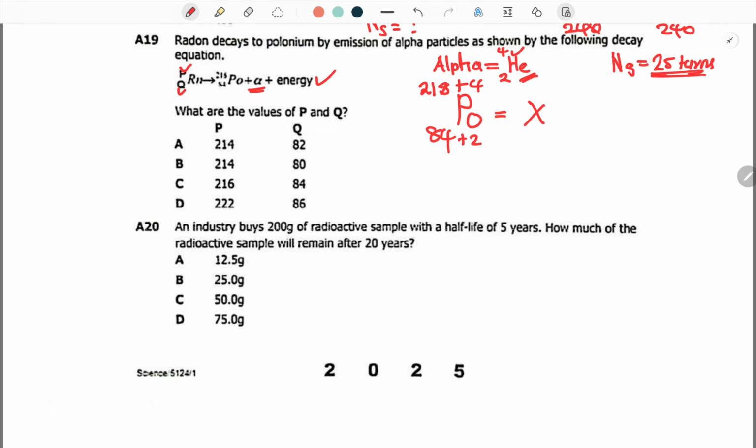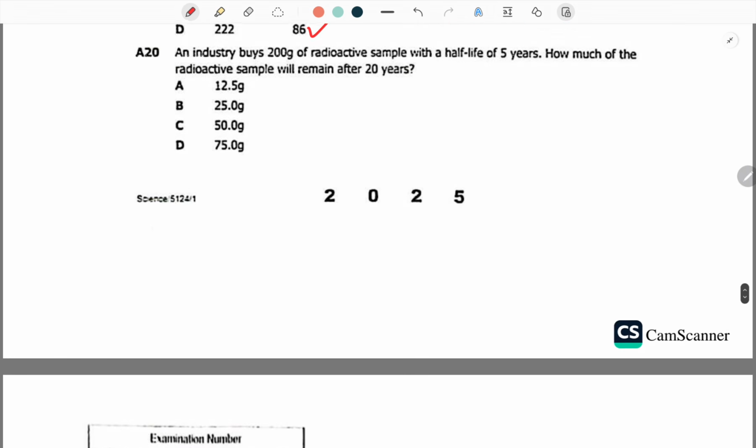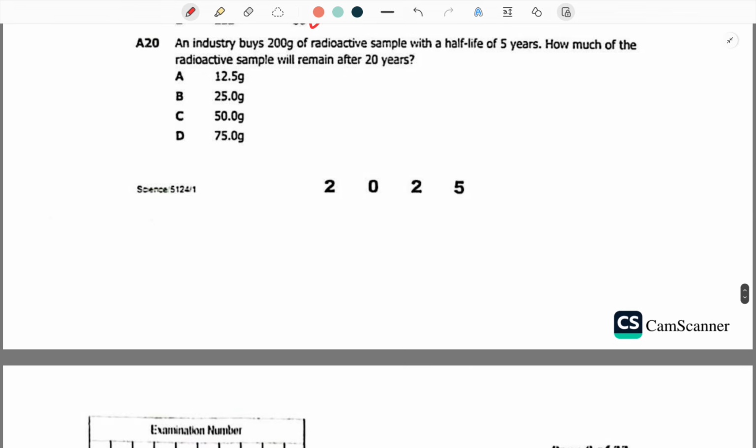So 218 plus 4 is going to give 222. And then 84 plus 2 is going to be 86. So now you check, your P is going to be 222, and your Q is going to be 86. Okay, so the best answer is this one. Have you seen how simplified this is? Use the same concept also for your exam.